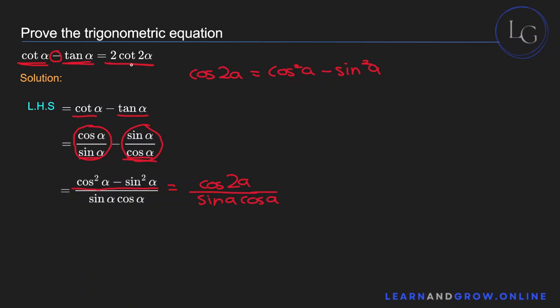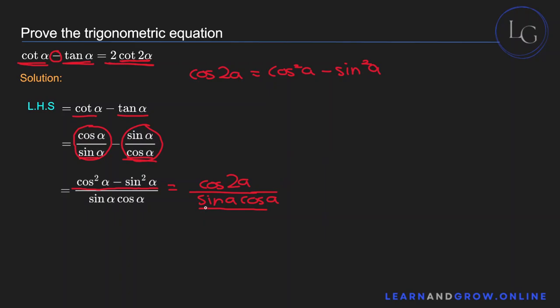But look at this. It says that we need cotangent 2 alpha. And how do you get cotangent 2 alpha? Well, you need sine of 2 alpha in this denominator over here, right? So that cosine 2a divided by sine 2a becomes cotangent 2a. So how do you do that?